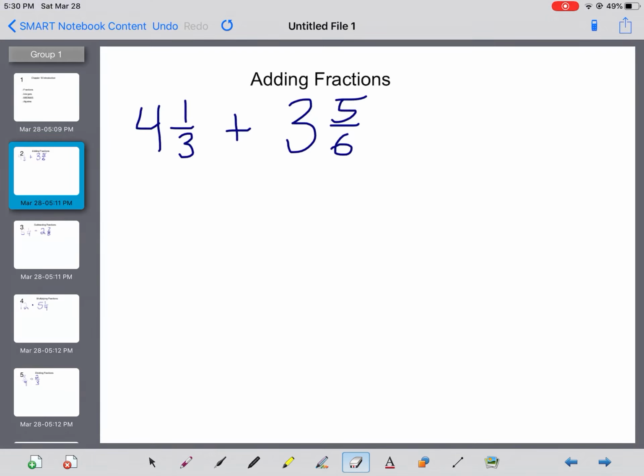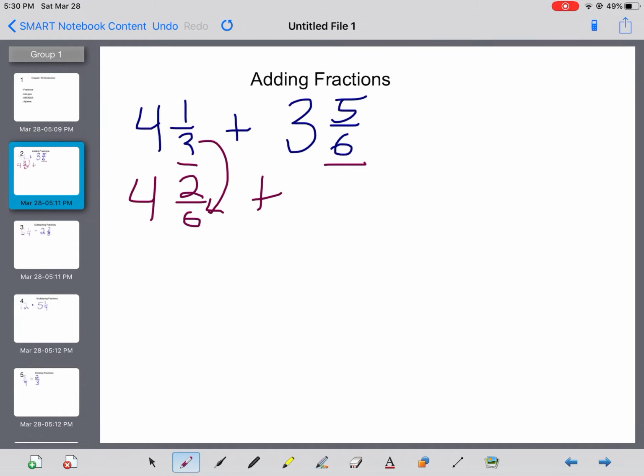So first of all, when we're adding fractions, 4 1/3 plus 3 5/6, whenever you add fractions, you need to make sure you have the same denominator, okay? Your denominator needs to be the same. So this one's pretty easy. I should be able to just look at it and go, how can I make thirds into sixths? Well, I can simply go 1/3 is the same as 2/6. You can think about how did I go from 3 to 6? I multiplied by 2. What you do to the bottom, you must do to the top.